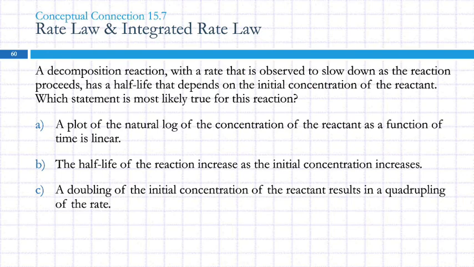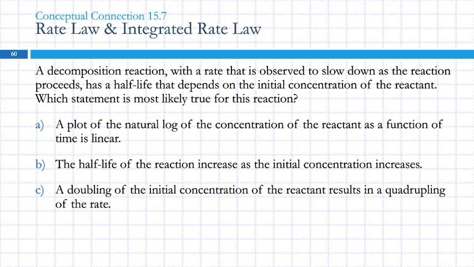So a decomposition reaction has a rate that is observed to slow down as the reaction proceeds. And it has a half-life that depends on the initial concentration of the reactant. Which statement is most likely true for this reaction? Plot of the natural log of the concentration of the reactant as a function of time is linear. Half-life increases as initial concentration increases. Doubling the initial concentration quadruples the rate. Okay, those 3 choices are all really different, right? They're not just changing a word or something. It's not like, oh, it's 0 order, it's first order, it's second order. These are kind of crazy things.